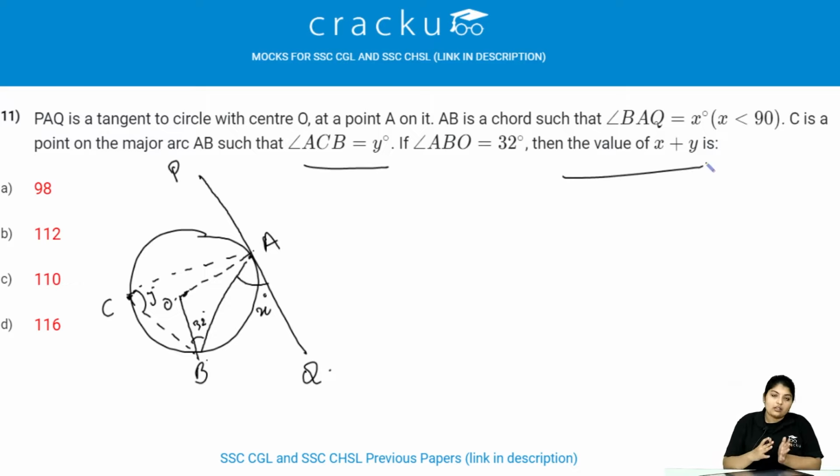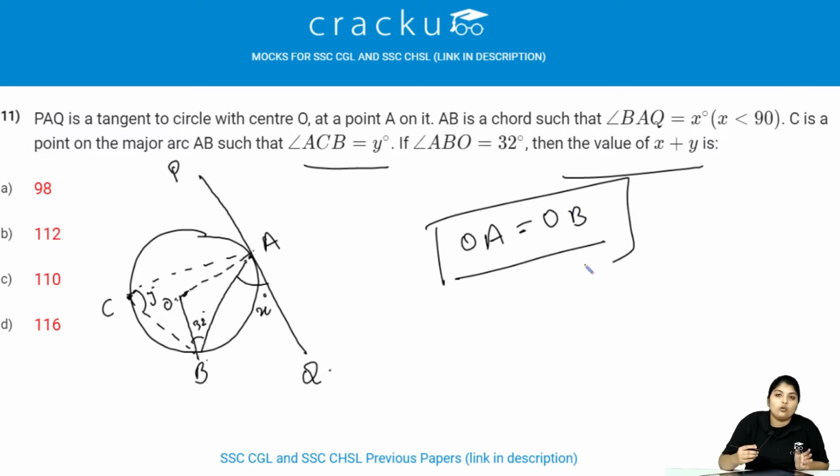So here the thing you have to understand is OB is the radius. Therefore OA is also a radius. The radius is the same, so OA is equal to OB. If two sides are equal, then their opposite angles are also equal, from the rule of a triangle. Therefore this is also 32. This is a triangle. Two angles are 32 and 32, and the other angle we have to find.